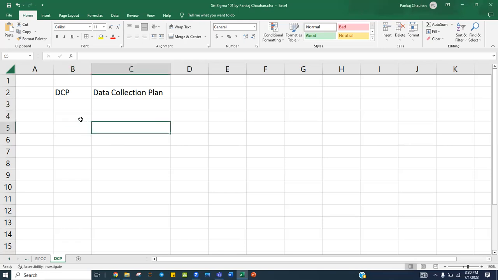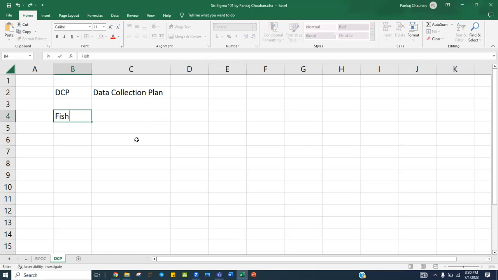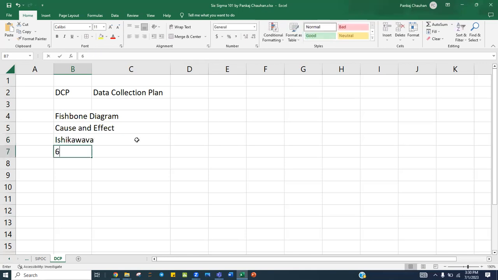So what kind of data do we need? We need to first find out, and the tool we will be using is the fishbone diagram. Sometimes we call it the cause and effect diagram, or the Ishikawa diagram, or the 6M diagram or 5ME diagram. First we create that, and based on whatever factors come up, we write their operational definition. And as per the operational definition, we'll be collecting the data.